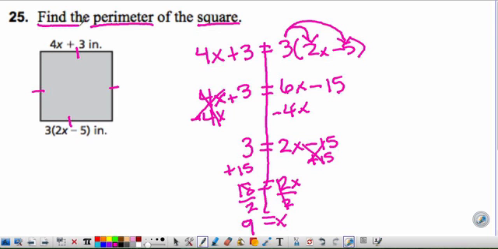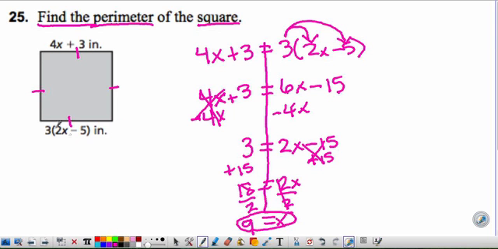Did we find the perimeter? Now, we're done with this problem. Yes, we've worked this problem as much as we possibly can, but we haven't answered their question yet. They asked us to find the perimeter. What am I going to do with this x equals 9? We're going to plug it in. This is equal to this, so you only have to plug it in one of them. Which one do you think it would be easier to plug it into? 4x plus 3.